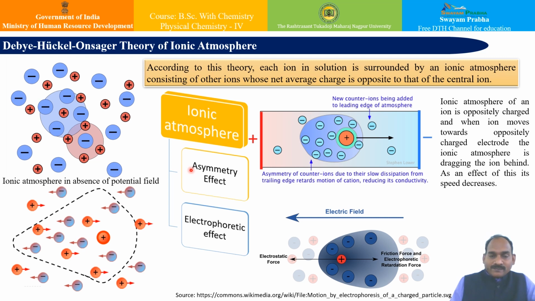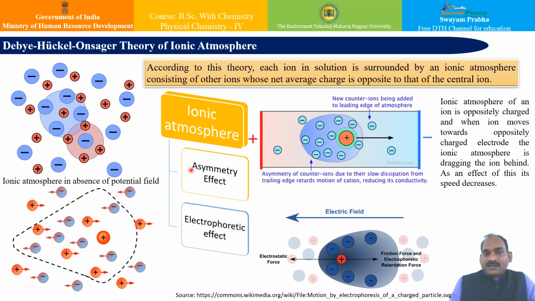This is one factor. On the other hand, the electrophoretic effect is due to the counter current drag faced by the ion atmosphere. Like, if I take the example, whenever a swimmer swims in the opposite direction to the flow of a stream, the swimmer faces the resistance of a counter current. Exactly the same kind of opposite drag is faced by the ion and its atmosphere.